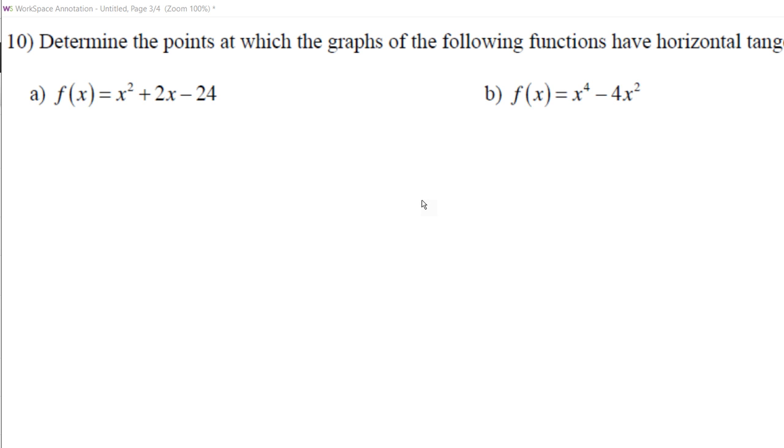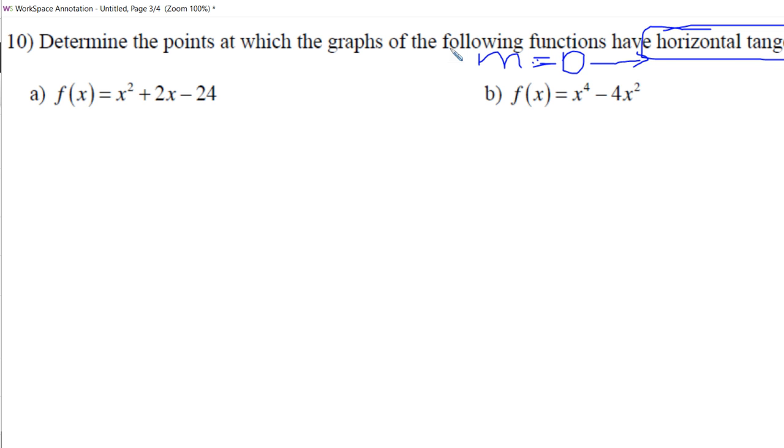Let's get this clear. We're not trying to find a slope at a specific point. We already have a slope in this case, because they say it's going to have a horizontal tangent. Horizontal tangent means that our slope is going to equal 0. So we already know our slope. However, what we're trying to find is where our slope is going to equal 0.